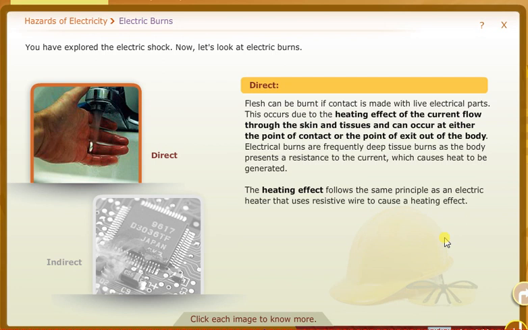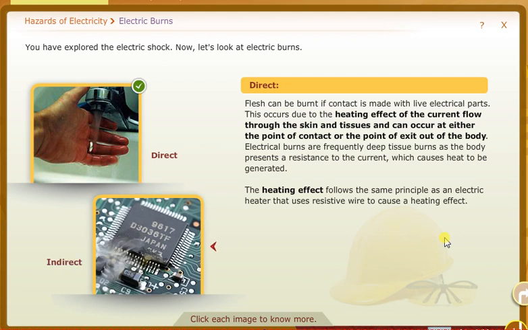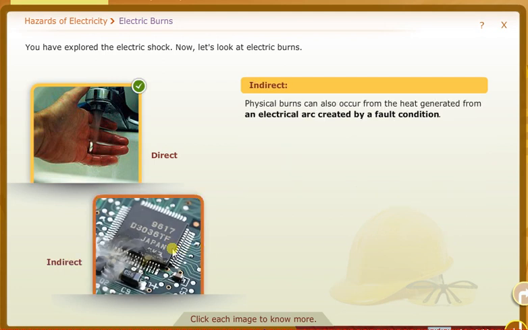Electrical burns are frequently deep tissue burns as the body presents a resistance to the current which causes heat to be generated. The heating effect follows the same principle as an electric heater that uses resistive wire to cause a heating effect. Indirect: physical burns can also occur from the heat generated from an electrical arc created by a fault condition.